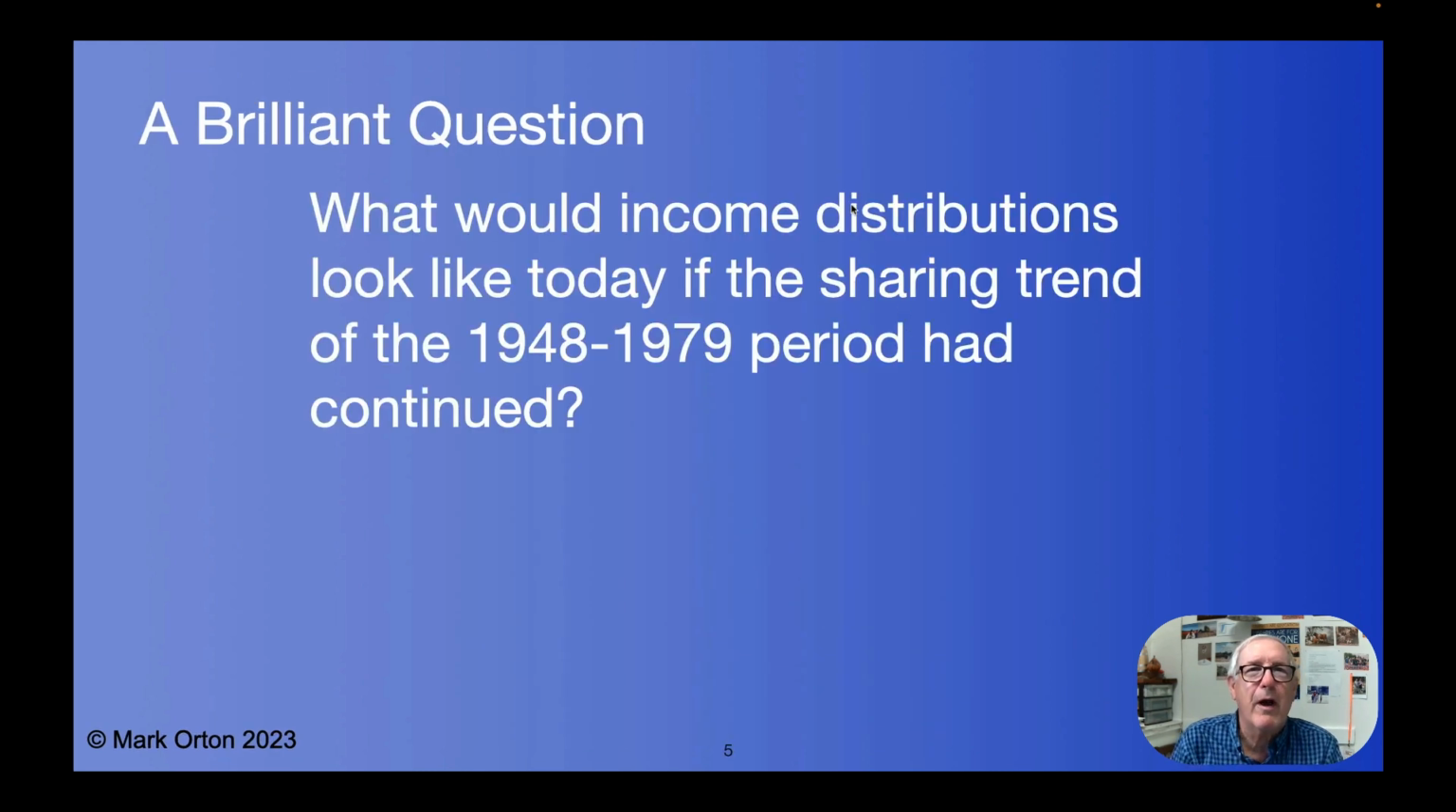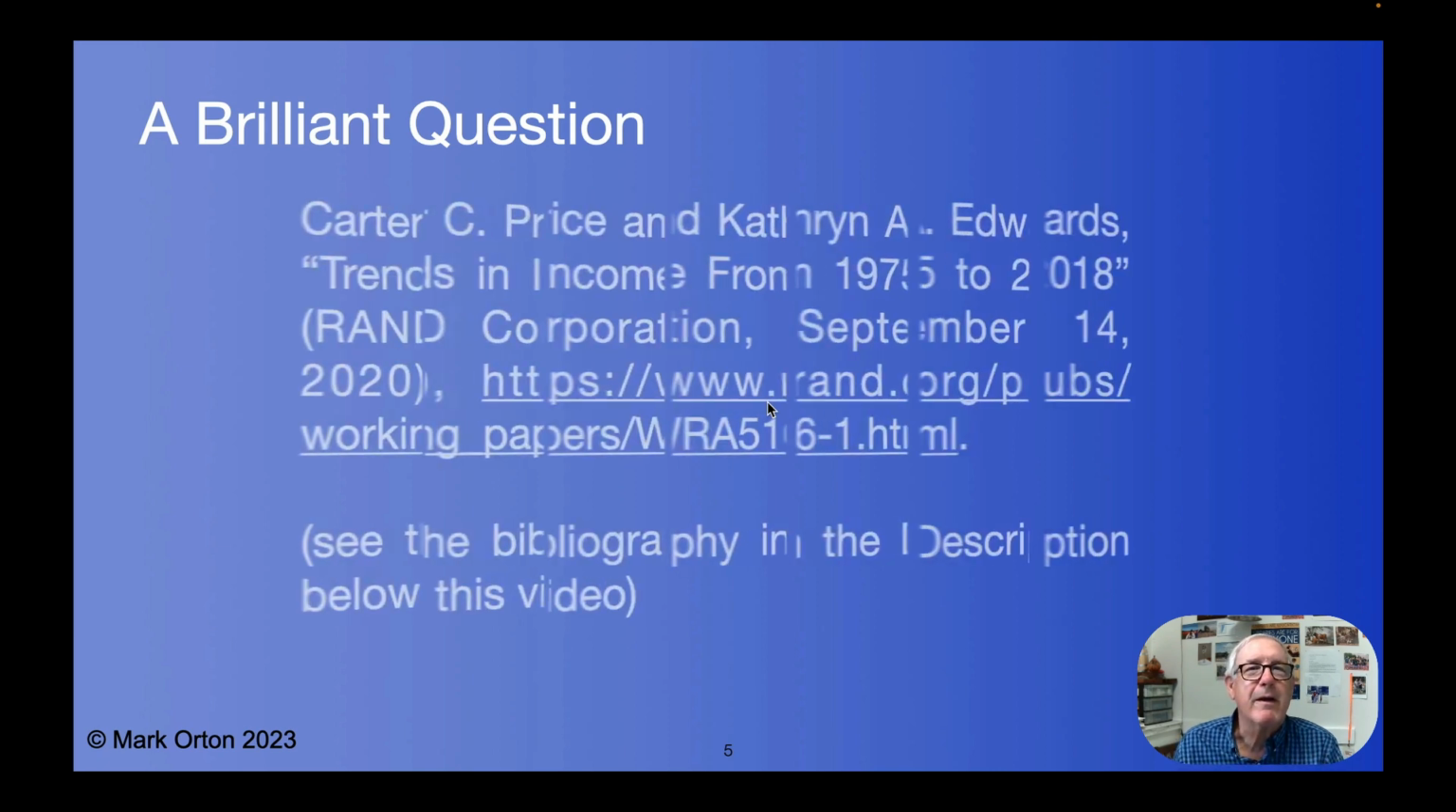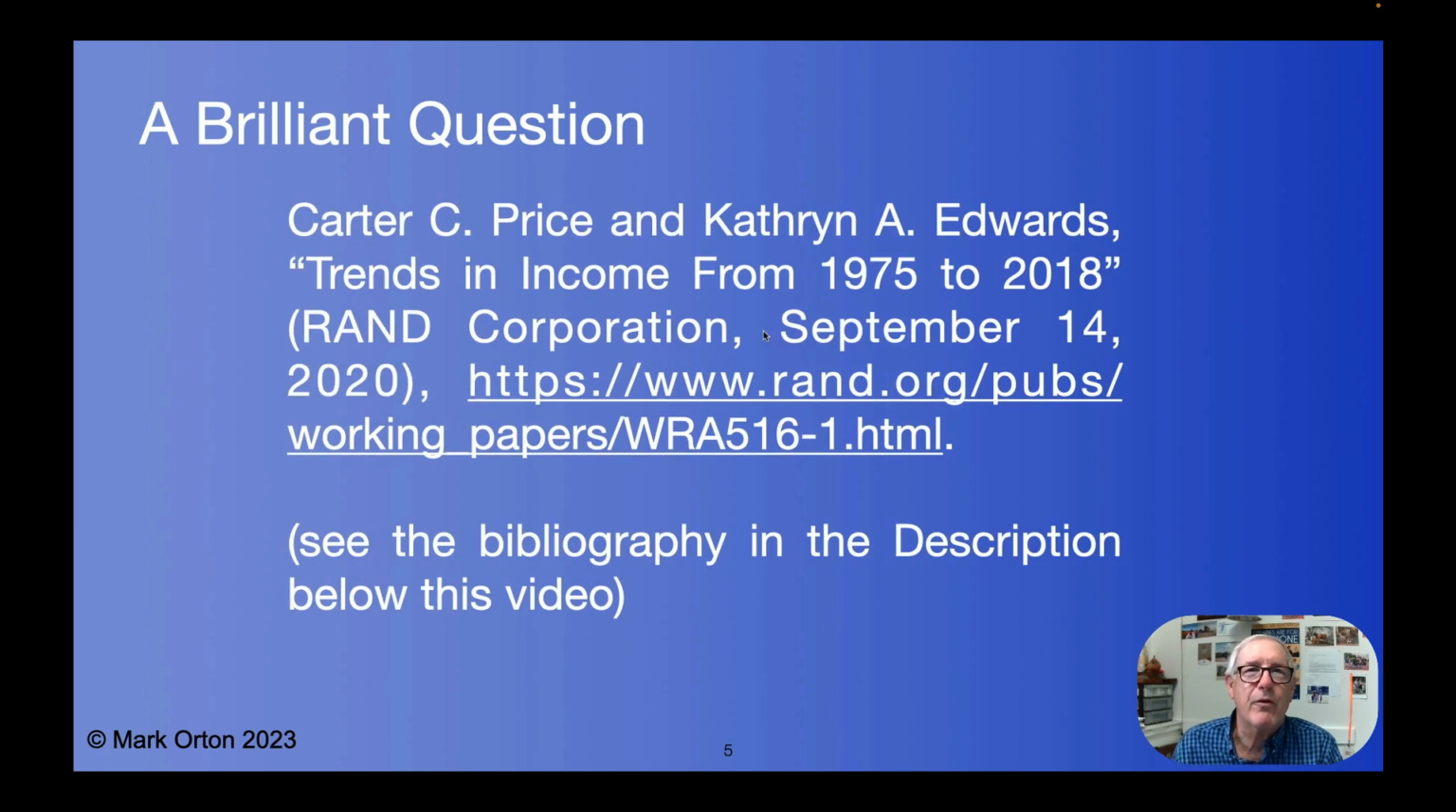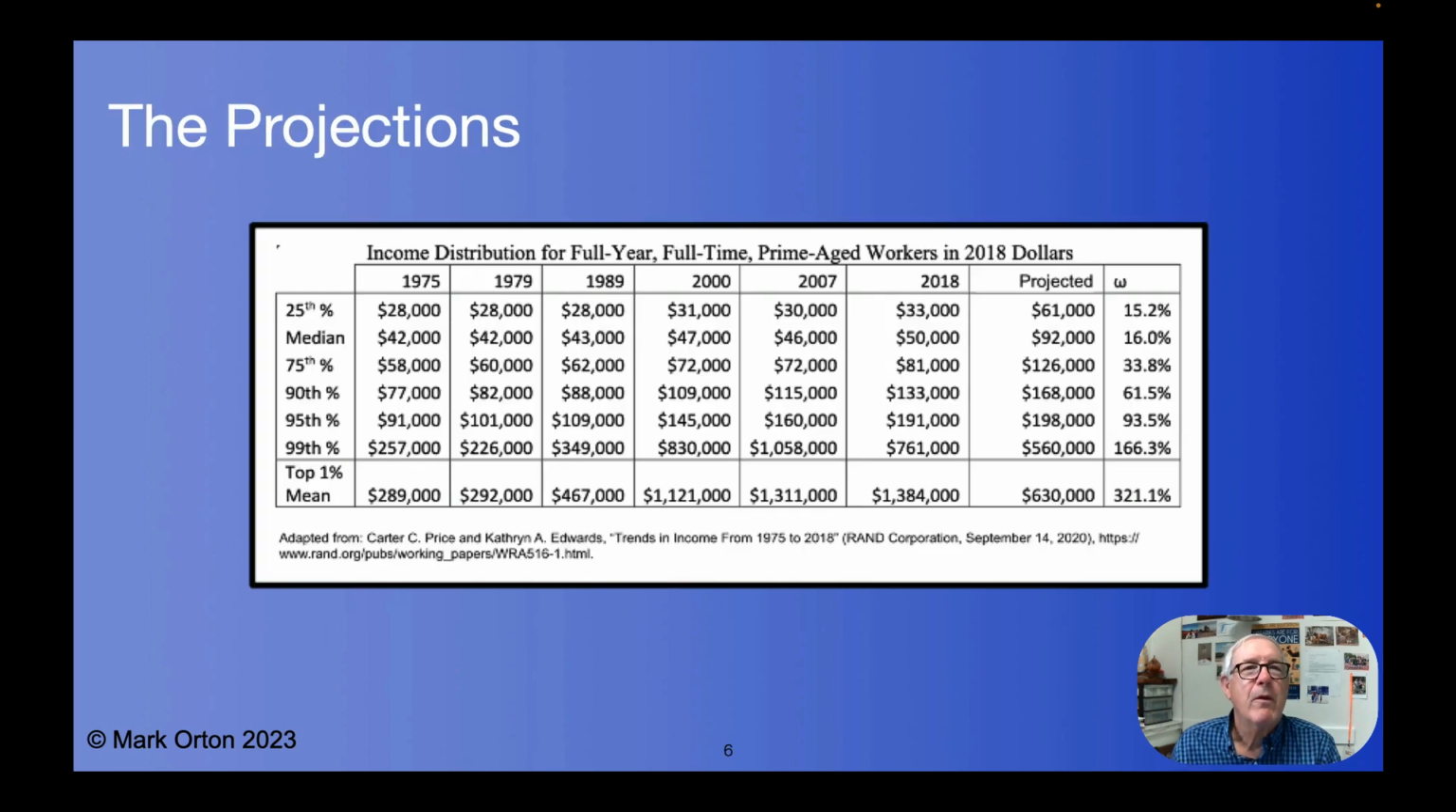Here's a brilliant question, and I readily state that I didn't come up with this question. It was an economist at the Rand Corporation who asked, what would income distributions look like today if the sharing trend of the 1948-1979 period had continued? This is a reference to Carter Price and Catherine Edwards, with this rather droll title, Trends in Income. At any rate, you can see the reference in the description below the video. So here's what they found, and we're going to spend a few minutes looking at this.